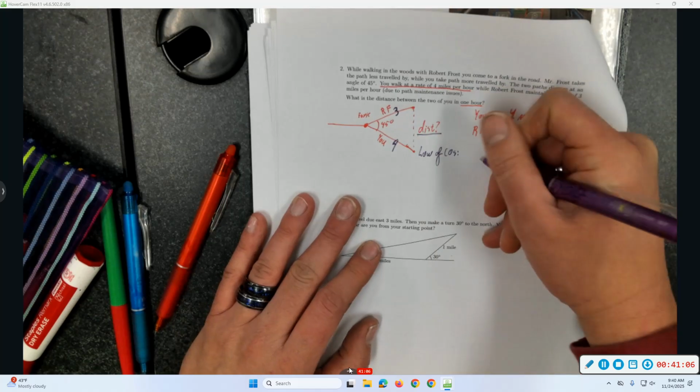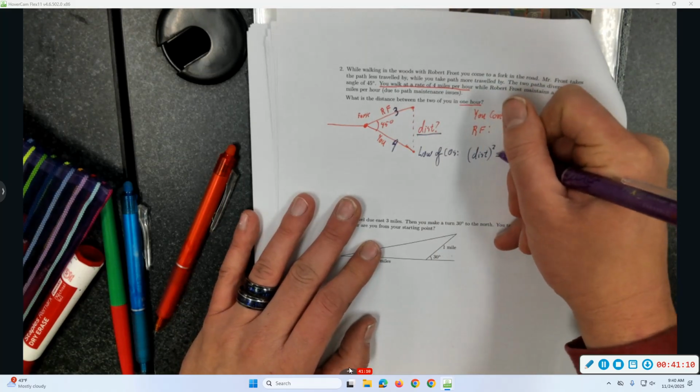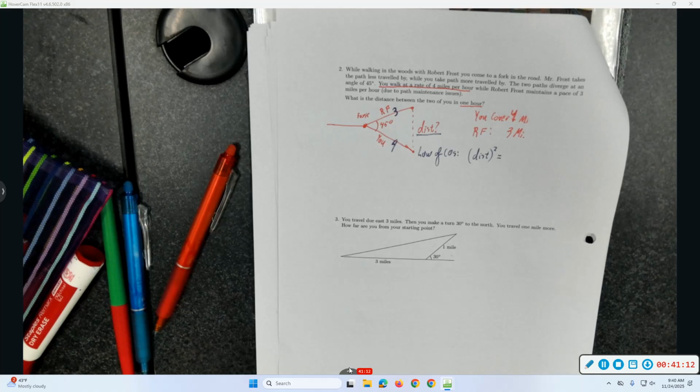I want to know the distance, so distance will be my variable name. The law of cosines says that side length squared equals the sum of the squares of the other two side lengths minus 2 times side length times side length times cosine of the angle. So we just got to write that all down and see what happens. Happily, I see that people are just going for it, so I'm going to be quiet for a few moments.